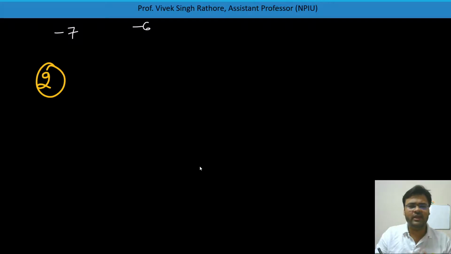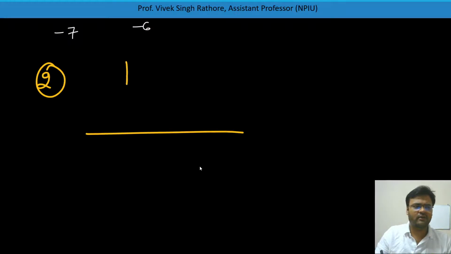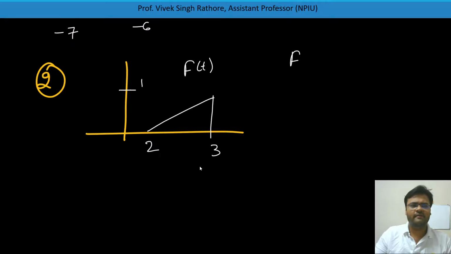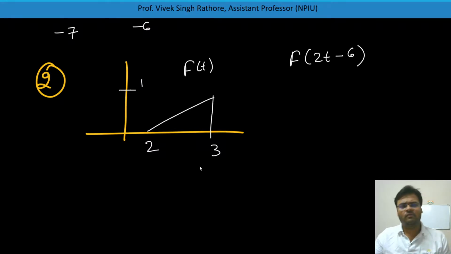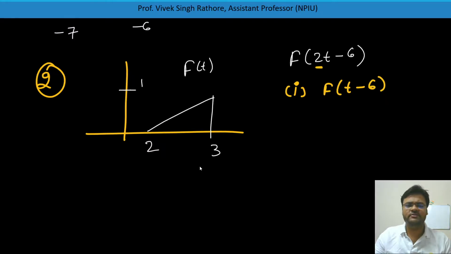This will tell you more about scaling also. The same sawtooth signal is there, and the signal values are 2 to 3. Let's suppose the magnitude is 1, and if this is f(t), you need to calculate f(2t-6). How can we do it? I told you, whether scaling or reversal is there, first you need to do the shifting operation.